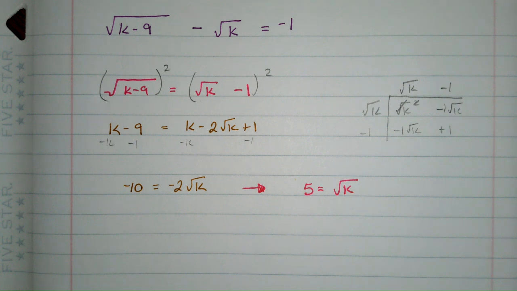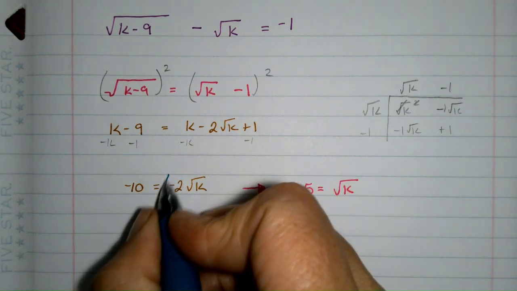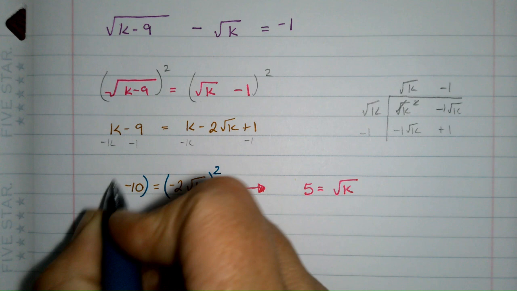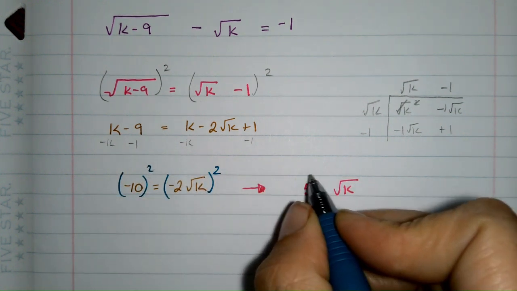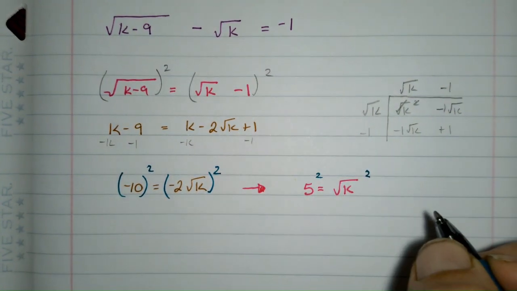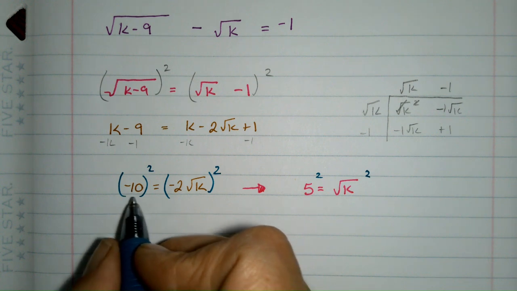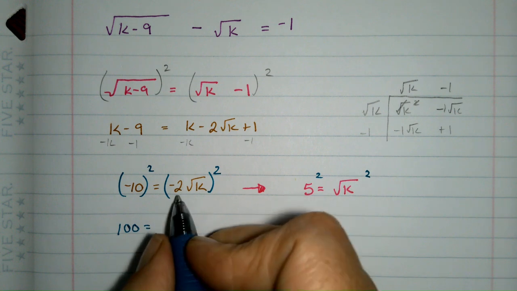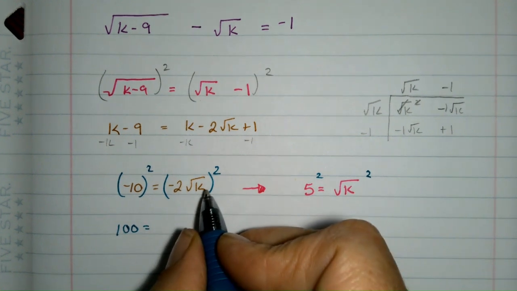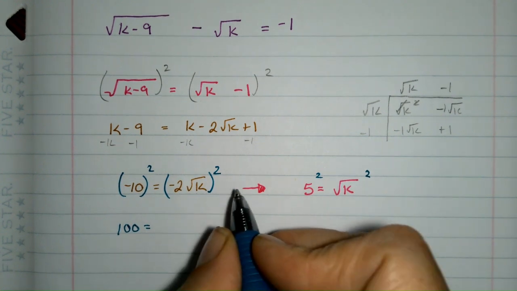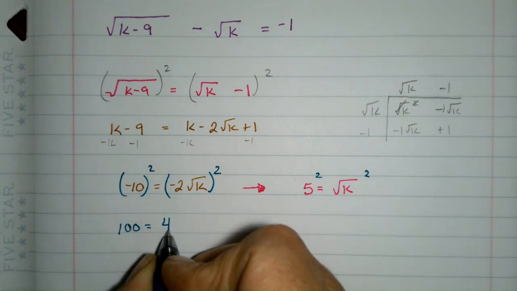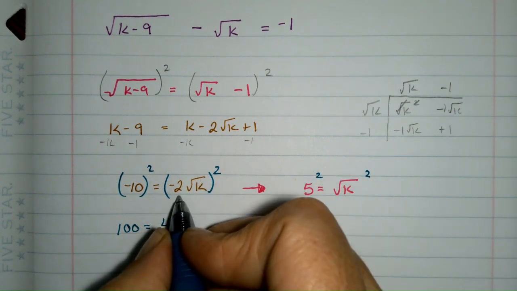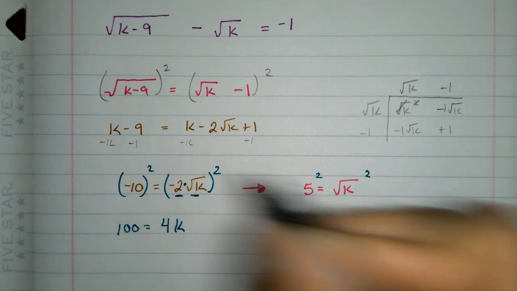So your second option is to go ahead right here and square both sides, versus here squaring both sides. So over here we're going to get -10 times -10, which is positive 100. Here we're going to get -2 square roots of k times -2 square roots of k, so we're going to get 4k. You have to square both parts of that monomial.